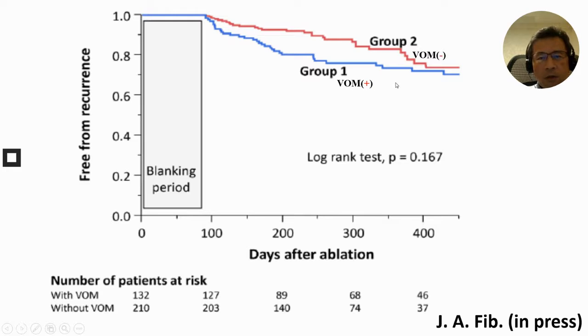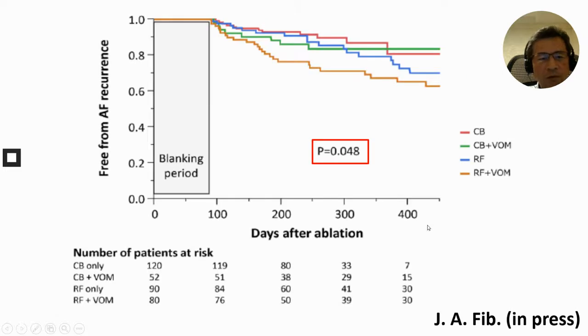comparison was performed between the group combined with chemical ablation and the group without chemical ablation. There is no significant difference in terms of freedom from recurrence of AFib. Follow-up was longer than 400 days. However, when we compare the four individual groups, we found a significant difference in terms of freedom from AFib recurrence. The best group was cryoballoon combined with chemical ablation, as shown here.